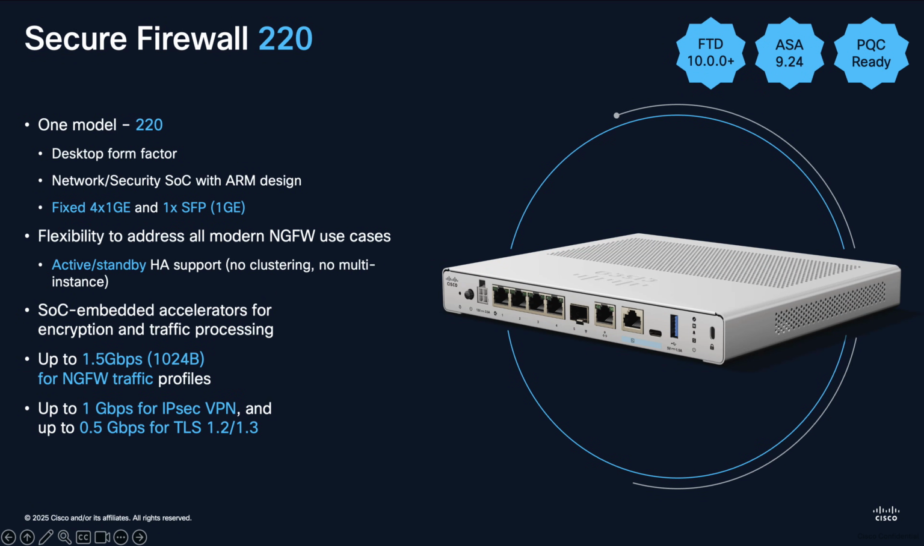Alright, so a little bit more on the 220. So of course this has to run at a minimum of the 10.0.0 release, and if you want to run ASA, then you would install at least ASA 9.24. So what this is really geared towards is a branch firewall. It's a smaller end box.